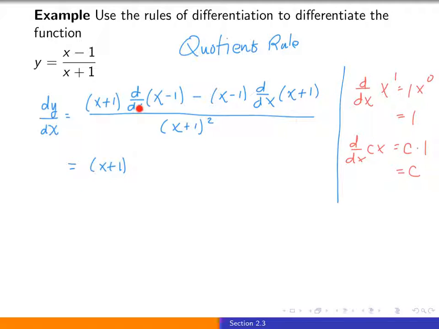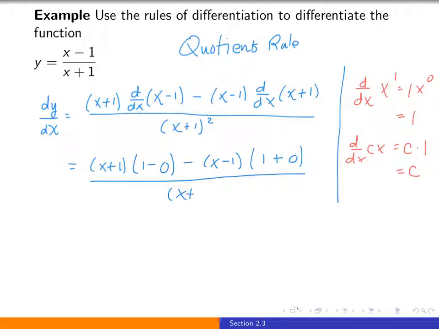So the derivative of x - 1 is the derivative of x, which is 1, minus the derivative of 1, which is 0. Then going across the top, we have an x - 1 which remains, and we have the derivative of x + 1, that would be the derivative of x plus the derivative of 1. And this is all divided by (x + 1)^2.